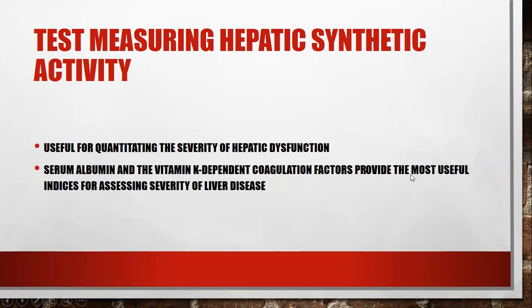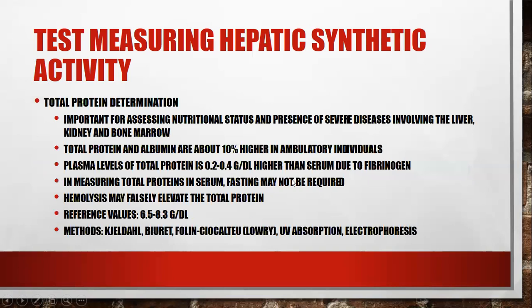So these provide the most useful indices for assessing severity of liver disease, such that in hepatic dysfunction or severe liver disease, there would be decreased synthesis of total protein, particularly the serum albumin component, and these vitamin K dependent coagulation factors. Now let's discuss first total protein.